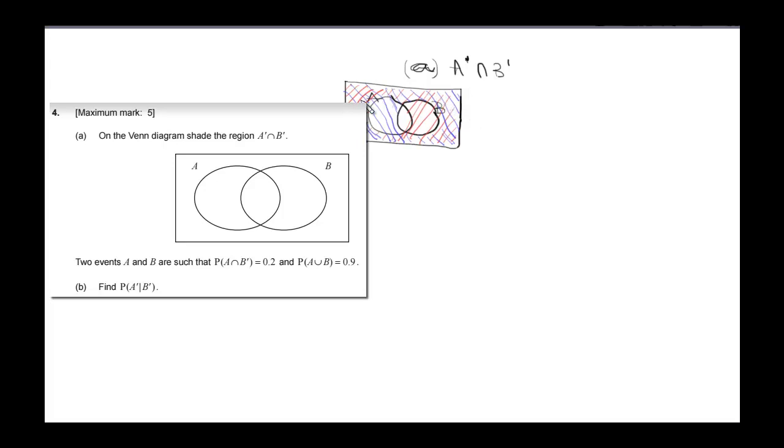As we can see, it is outside the circles representing A and B. In other words, the final answer is set A, set B, and we are going to shade everything that is outside A and B.